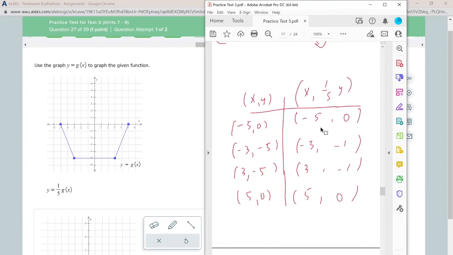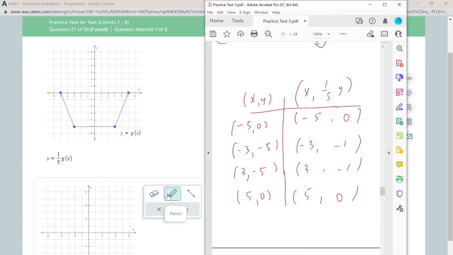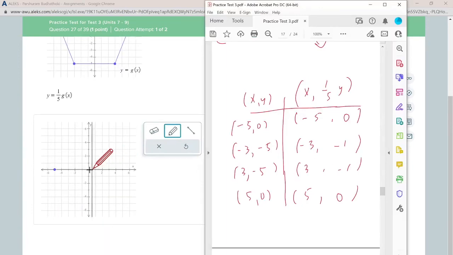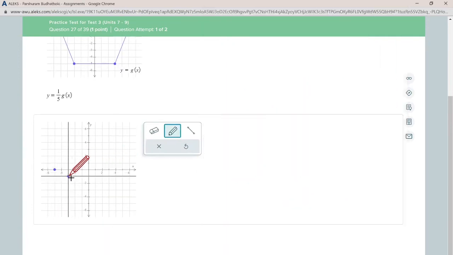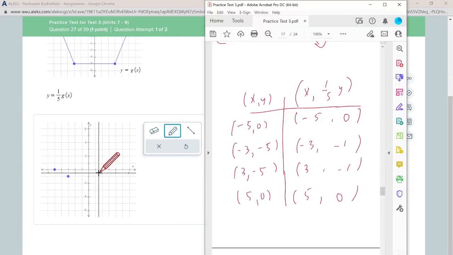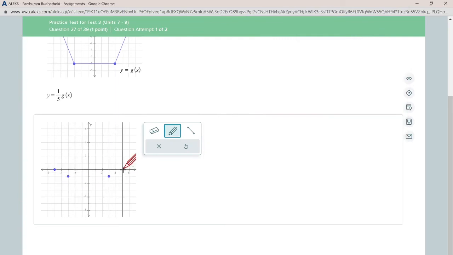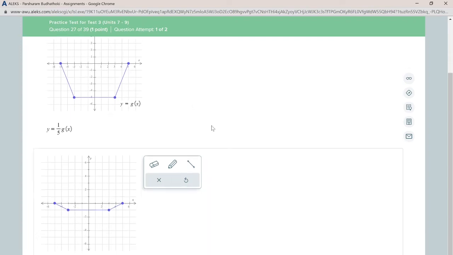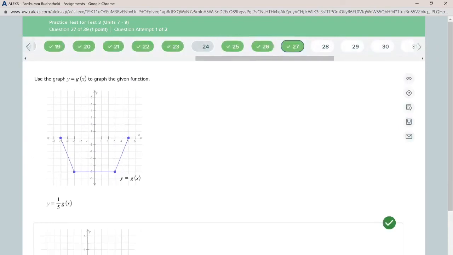So now these points become -5, 0, and then another point is -3, -1, and then +3, -1, and +5, 0. So you have to join these points now, and then you would see the transformation. Remember, you are multiplying the y coordinate by 1/5. That means it's a vertical shrinking. That's what happened here. It's shrunk by 1/5 the size. Let's check and go to the next problem.